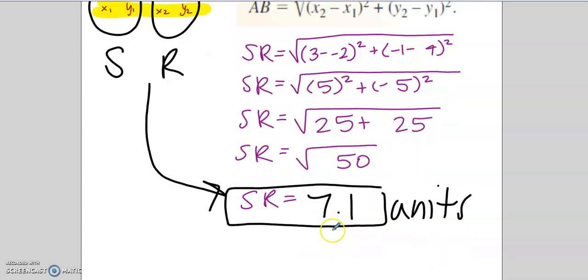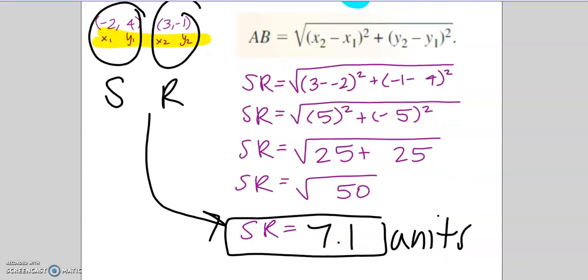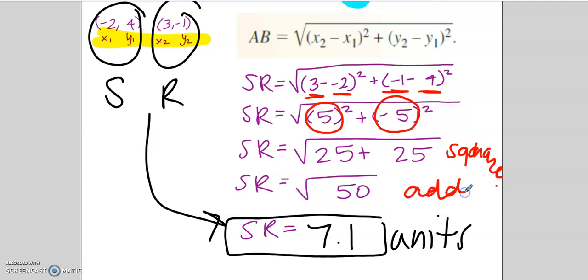Okay, that's how we use the distance formula, and that's all this short little video is on. If you need to go back through here and focus on each step, so first we want to substitute the numbers in. Then you want to simplify those parentheses. Then you want to do the square. And then you want to add. And then you want to take the square root. Okay, if you want to go back and label those steps.